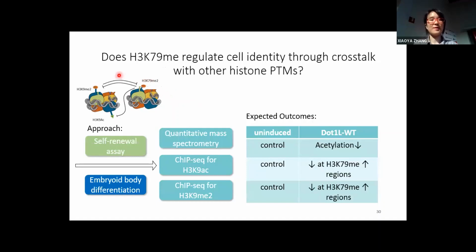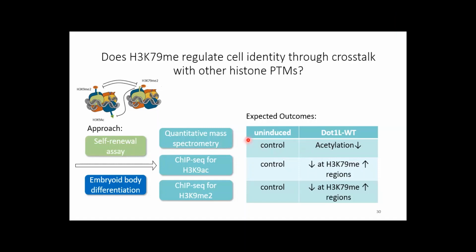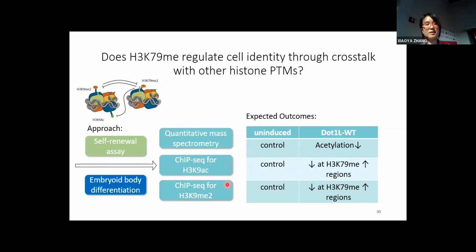From our preliminary data, K79 methylation could potentially interact with other modifications. There is some evidence that it might reduce K9 acetylation, and it has an anti-correlation with K9 dimethylation. So again, on those cells, I can do quantitative mass spec to detect changes upon DOT1L overexpression. Are there other changes in the histone modification levels of other modifications? I'll also use ChIP-seq for K9 acetyl and K9 dimethyl to see if they change at the locations of K79 methylation, and to see if this is a direct effect.